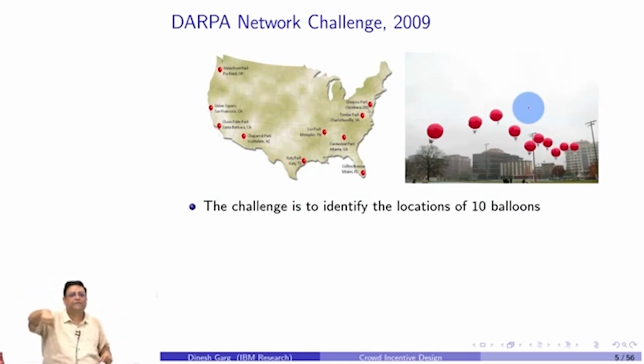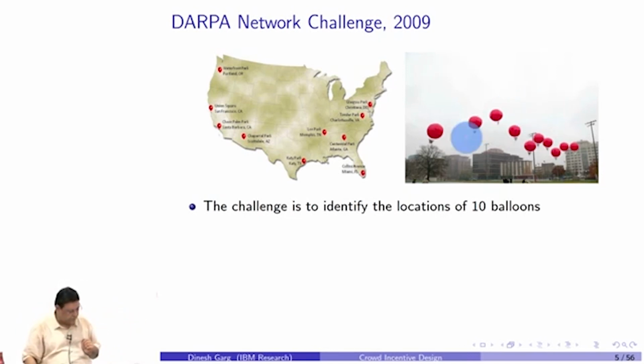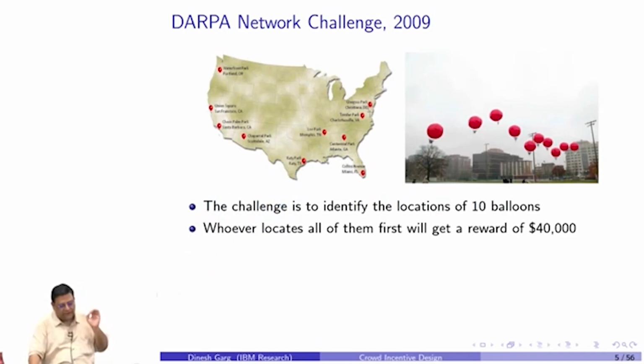But anybody who is within a couple of kilometers of a balloon can easily spot it. DARPA did not disclose where the balloons are, but it was known that there were 10 balloons somewhere, like a treasure hunt. I'm sure all of you would have played one at some point in time. Whoever locates all of them first will get a reward of $40,000. So locating all of them is not enough. You have to locate them first, as early as possible.